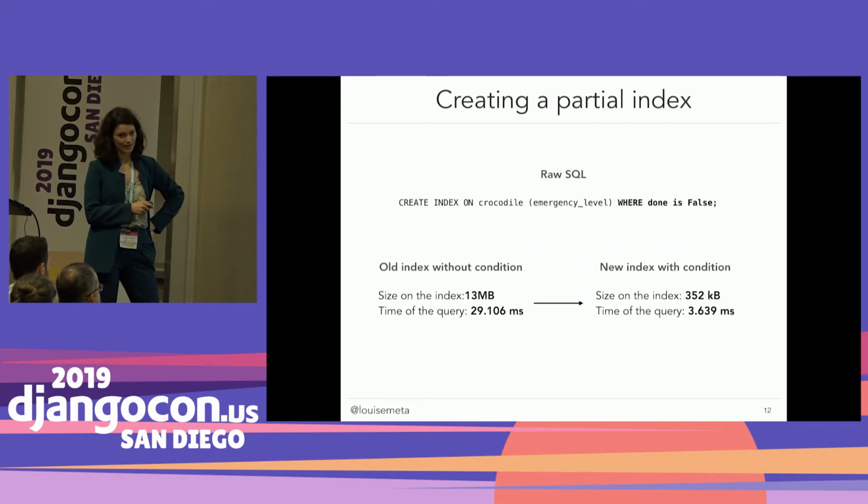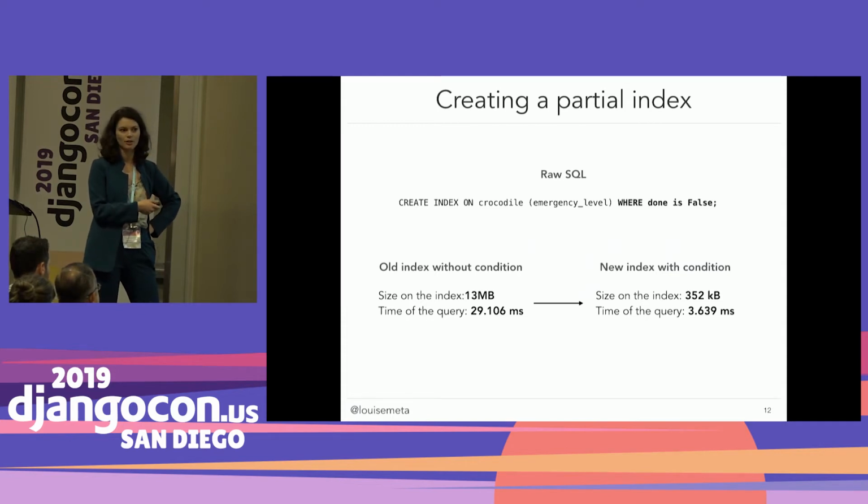So why is it great? It's great so first the size of my index here is much smaller. I had 13 megabytes, and now it's like 350 kilobytes. So really it's smaller. And also now the time of my query is actually 10 times faster than with a normal index. So that really is a good trick, especially like if you have some soft deletes.